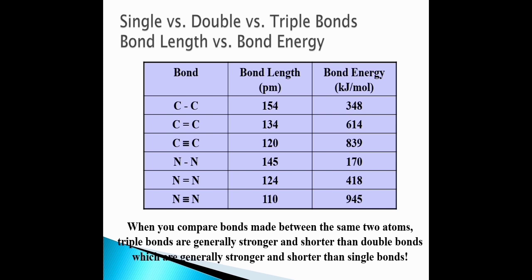Nitrogen single bond length is 145 and bond energy is 170. Nitrogen double bond length is 124 and bond energy is 418. Nitrogen triple bond length is 110 and bond energy is 945 kilojoule per mole. When you compare bonds made between the same two atoms, triple bonds are generally stronger and shorter than double bonds, which are generally stronger and shorter than single bonds.